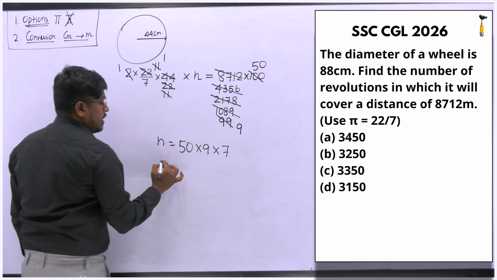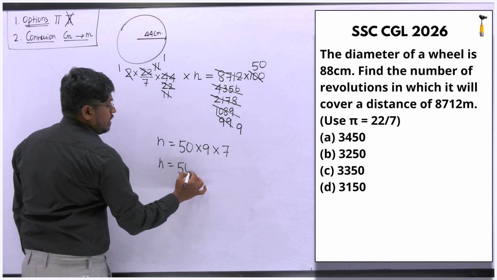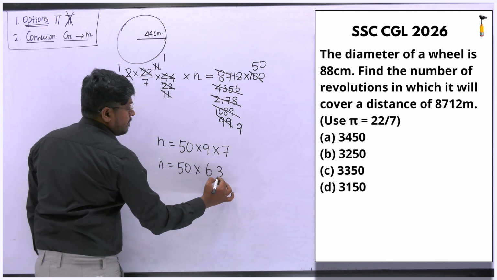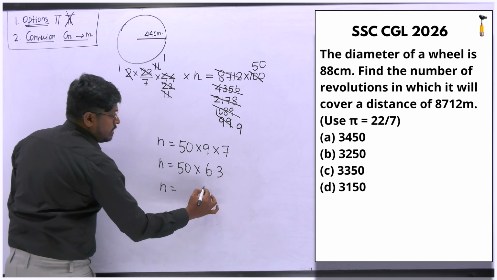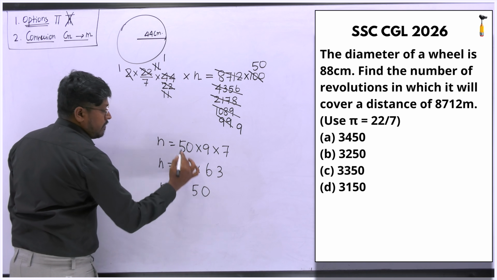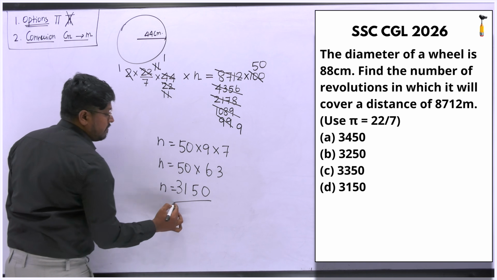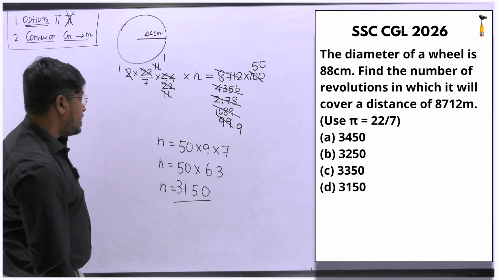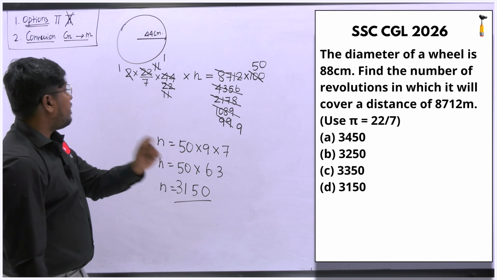So friends, understood or not? So n is equals to 50 into 9 7s are 63. So let me cancel it. 5 3s are 15, 1, 6 5s are 30, 31, 3150. So answer for this question is 3150. Yes, we have in the options.